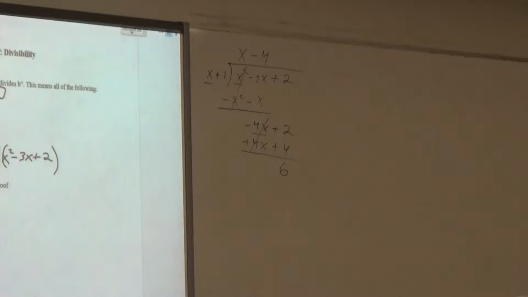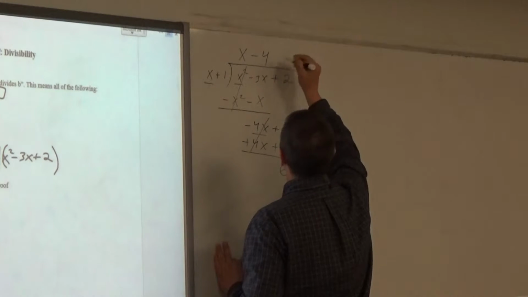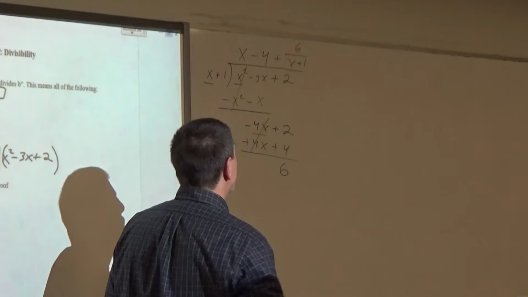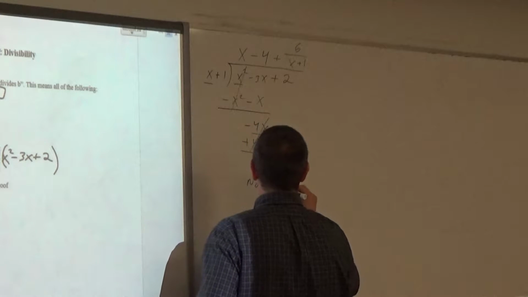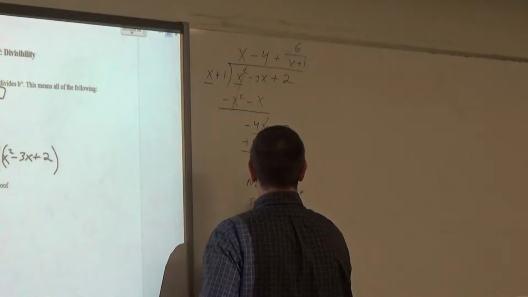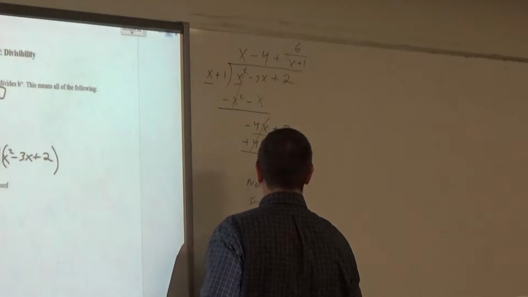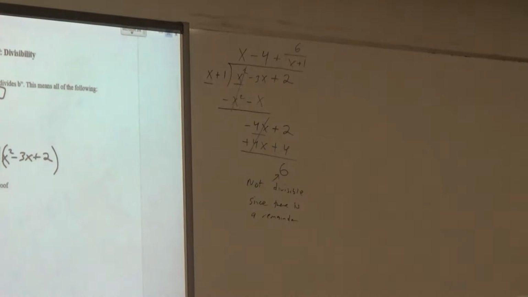Guys, if you have a remainder, what does that mean? Not divisible, right? That's the very definition of divisibility. Divisibility means that there's no remainder. So we would write this as plus 6 over x plus 1, because there's a remainder, or we could just say right here, it is not divisible since there is a remainder. We don't even have to write the 6 over x plus 1 if we don't want to, but that's good enough.